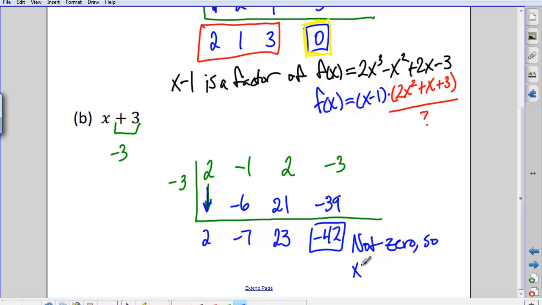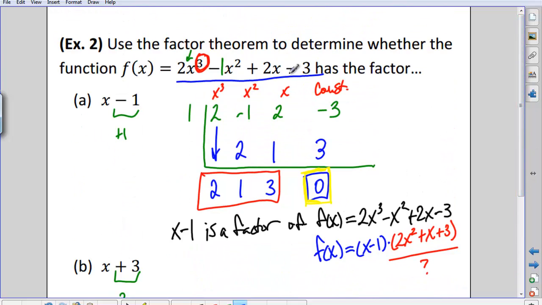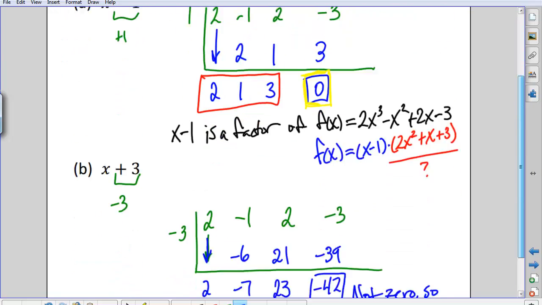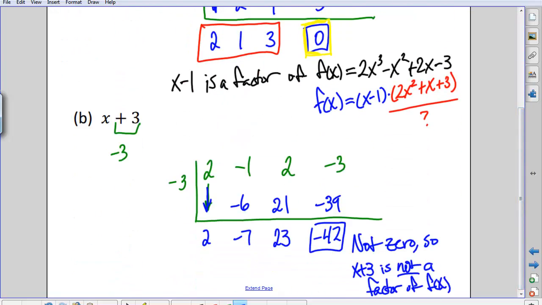So x plus 3 is not a factor of that original polynomial f of x equals all this up here. So we're just looking for that 0 remainder. That's what we're trying to find. If that's not a 0 remainder, we know it's not a factor.